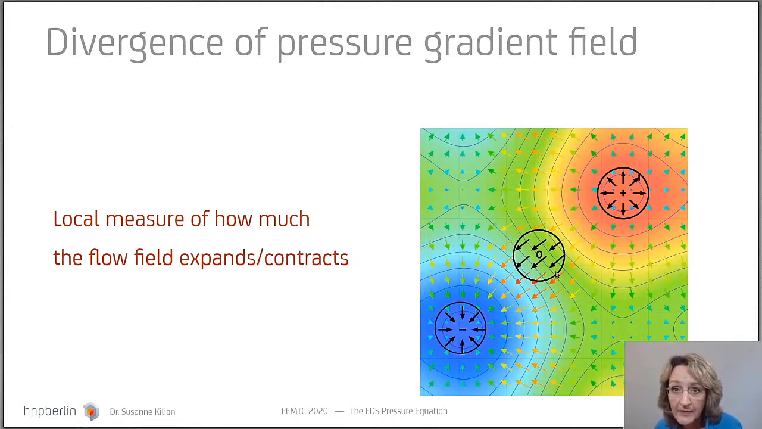So just to sum up, for each individual point, the divergence of the pressure gradient tells you whether your flow field expands or contracts there, and how much. So it is therefore something like an average rate of change for your flow field.